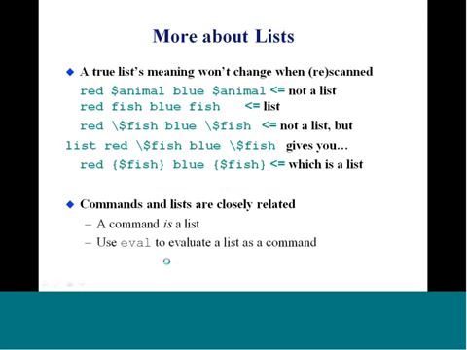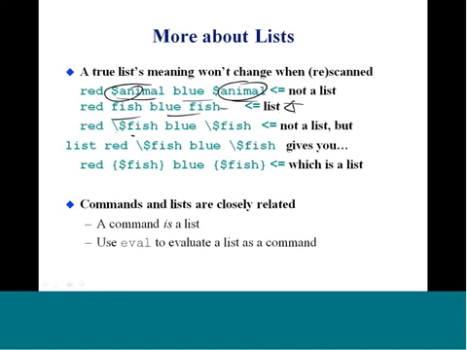Now some more interesting facts about lists. The true list meaning won't change when it is rescanned. Now let's look at this example where the first is $animal blue and $animal. This is not a list because there are variables here which may not be substituted. Now fish, blue fish, red fish, blue fish, this is a list.